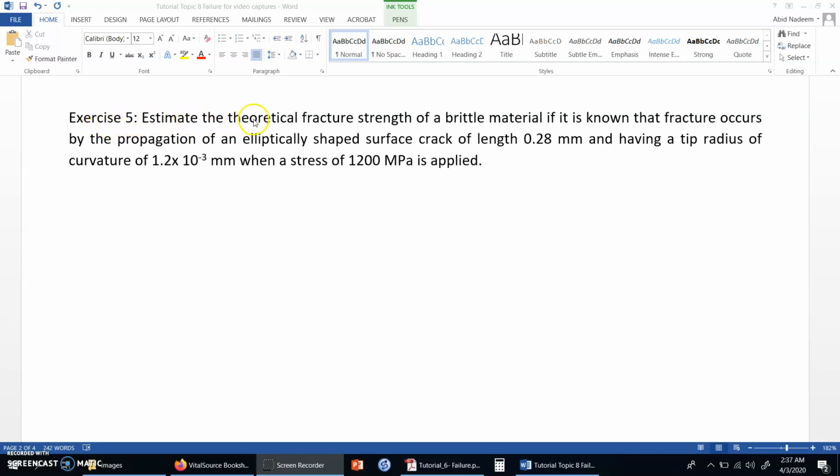Exercise 5. Estimate the theoretical fracture strength of a brittle material if it is known that fracture occurs by the propagation of an elliptically shaped surface crack of length 0.28 mm and having a tip radius of curvature of 1.2 × 10^-3 mm when a stress of 1200 megapascal is applied.